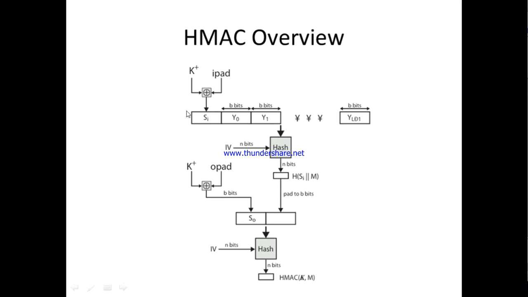So very simple. What we are doing: the input padding with k plus will be XORed, concatenated with the message, and applied to hash. The generated bits will be converted into B bits by adding some additional zeros, and the output pad and key plus XOR generates B bits. These two will be concatenated, again applied to hash, generating the HMAC. Okay, so that is the HMAC.